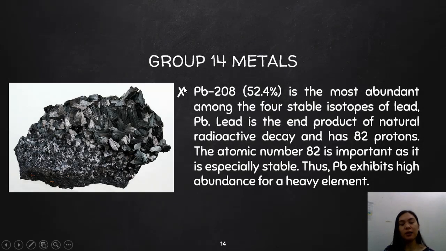You also have your lead among the group 14 metals. So your lead-208 is the most stable among the 4 isotopes, and among all of the lead isotopes, 52.4% of those is your lead-208. Lead is the end product of natural radioactive decay and has 82 protons. The atomic number 82 is important as it is especially stable. Thus, your lead exhibits high abundance for a heavy element.